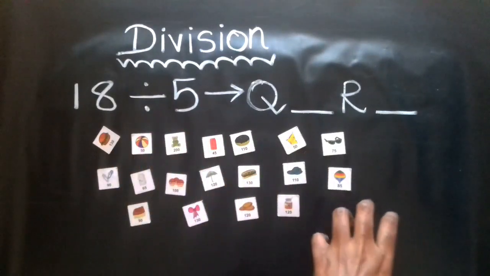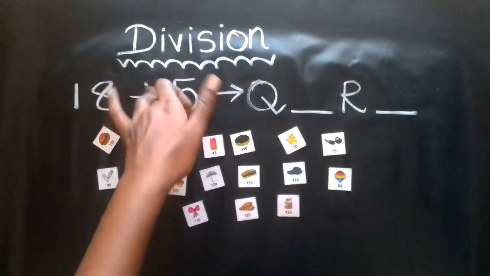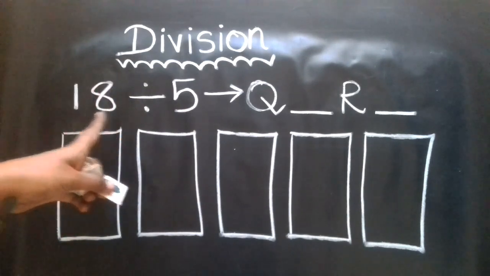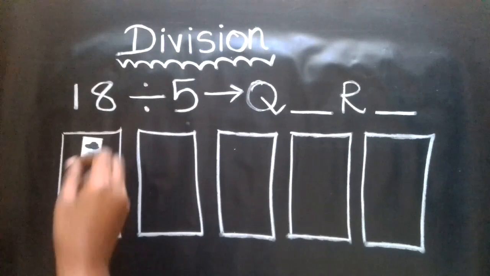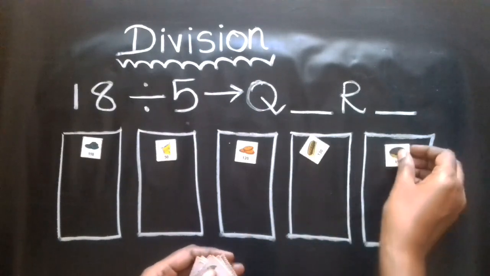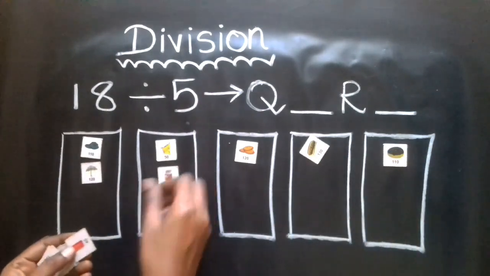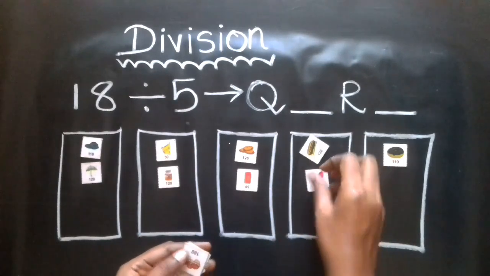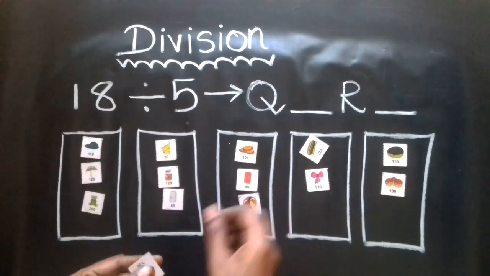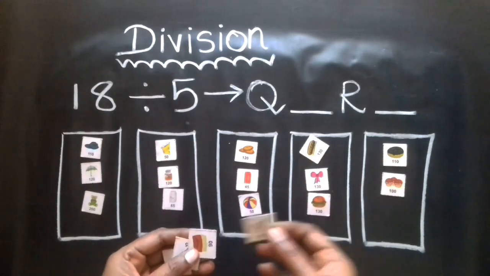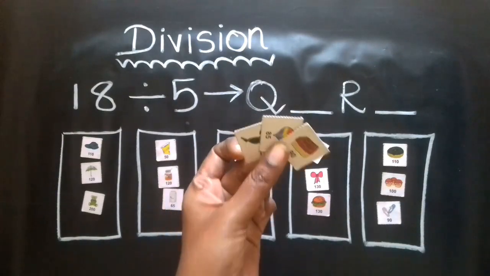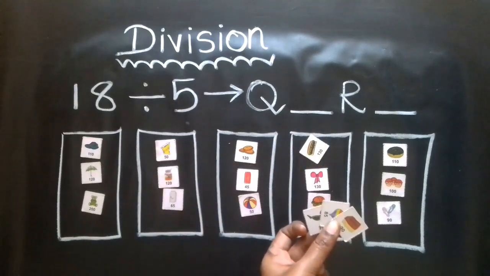Now we are going to distribute these 18 cards equally among 5 groups. So now let's divide this 18 cards equally between 5 groups. So 1, 2, 3, 4, 5, 6, 7, 8, 9, 10, 11, 12, 13, 14, 15. We have 3 leftover cards. This will not be divided equally among 5 groups.